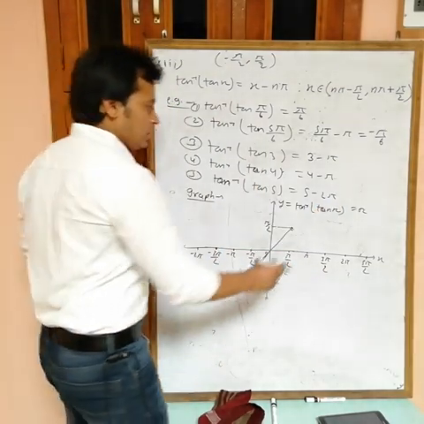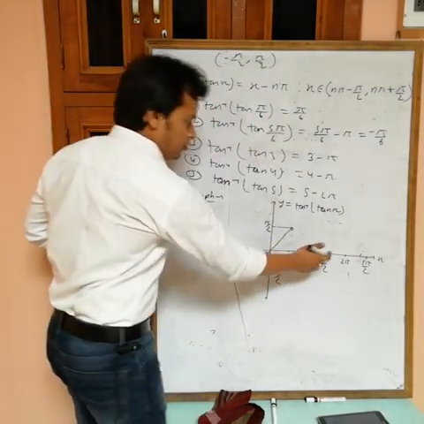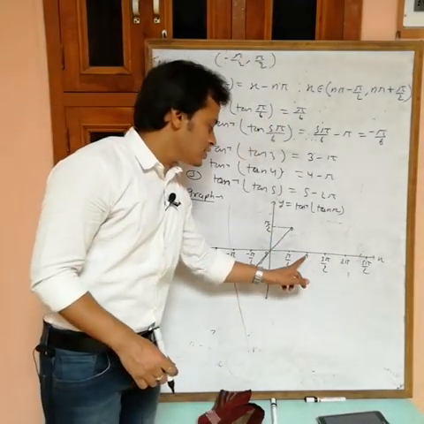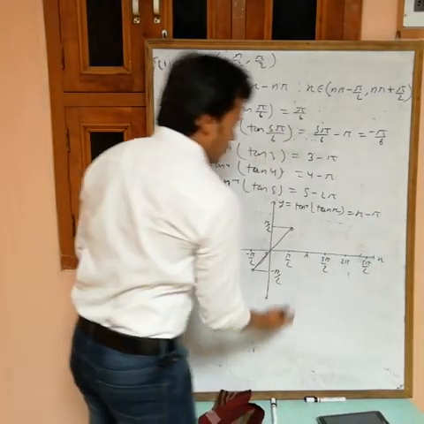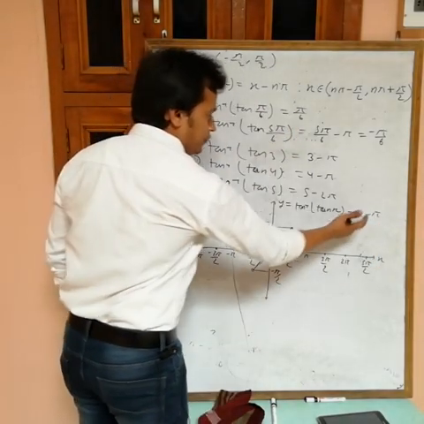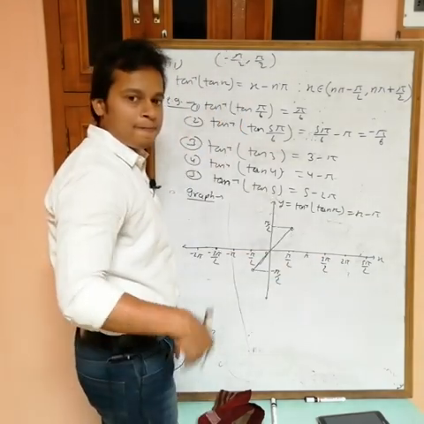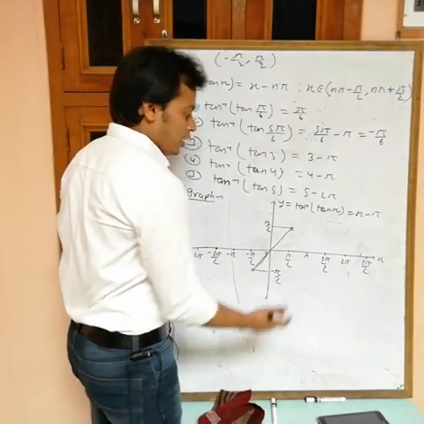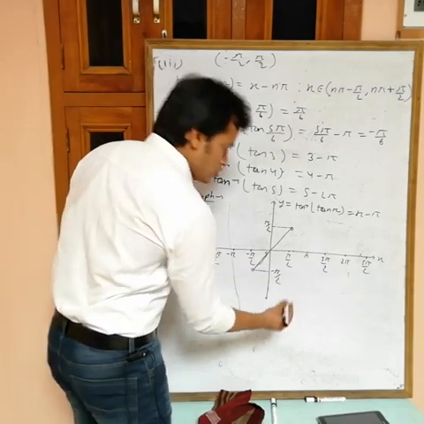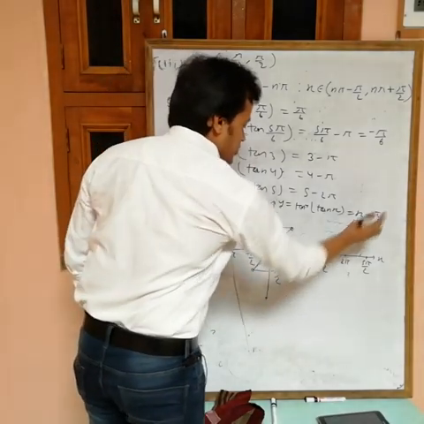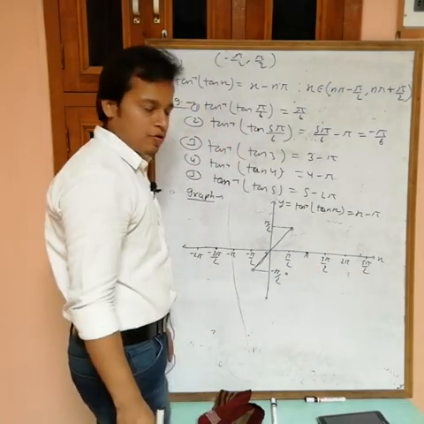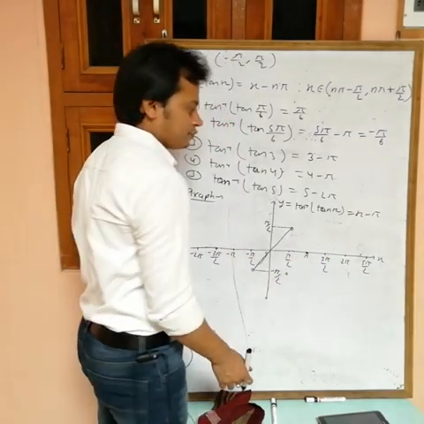Now take the next interval, pi by 2 to 3 pi by 2. In this interval, x is near to pi. If x is near to pi, then the answer is x minus pi. Put pi by 2. What are we getting? Pi by 2 minus pi, minus pi by 2. But again, pi by 2 is not in the domain, so white hole. Put pi: pi minus pi, 0. This is in the domain.